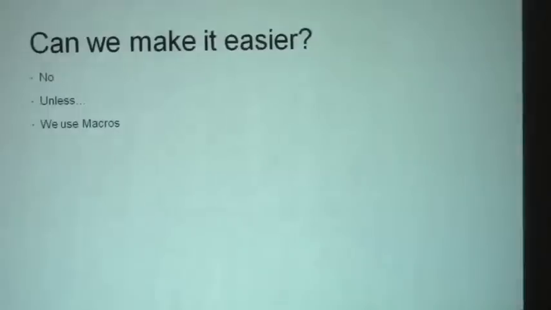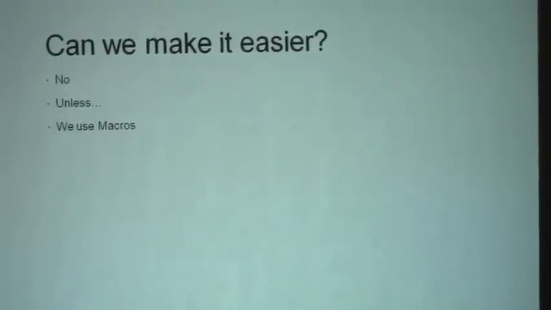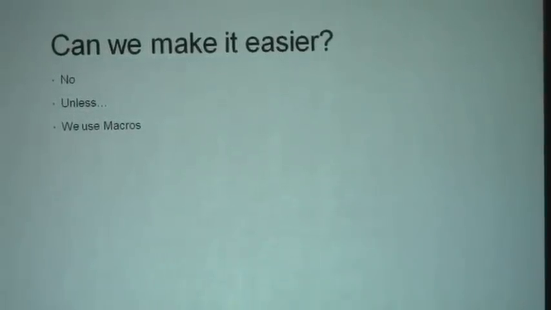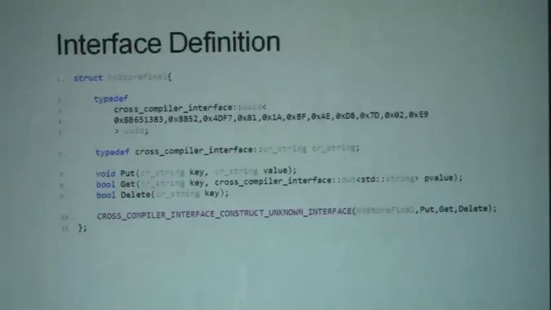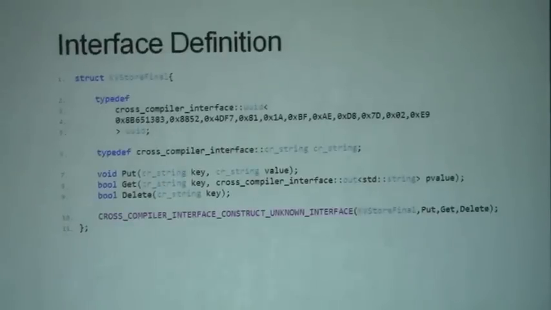So this is not necessarily easy, but can we make it any easier? The answer is no, unless we use macros. So with macros, we can do it like this. Here's this macro. This is how you define it. There's no signature there. You just define it as a normal function, normal function, normal function. Then you just call this macro.